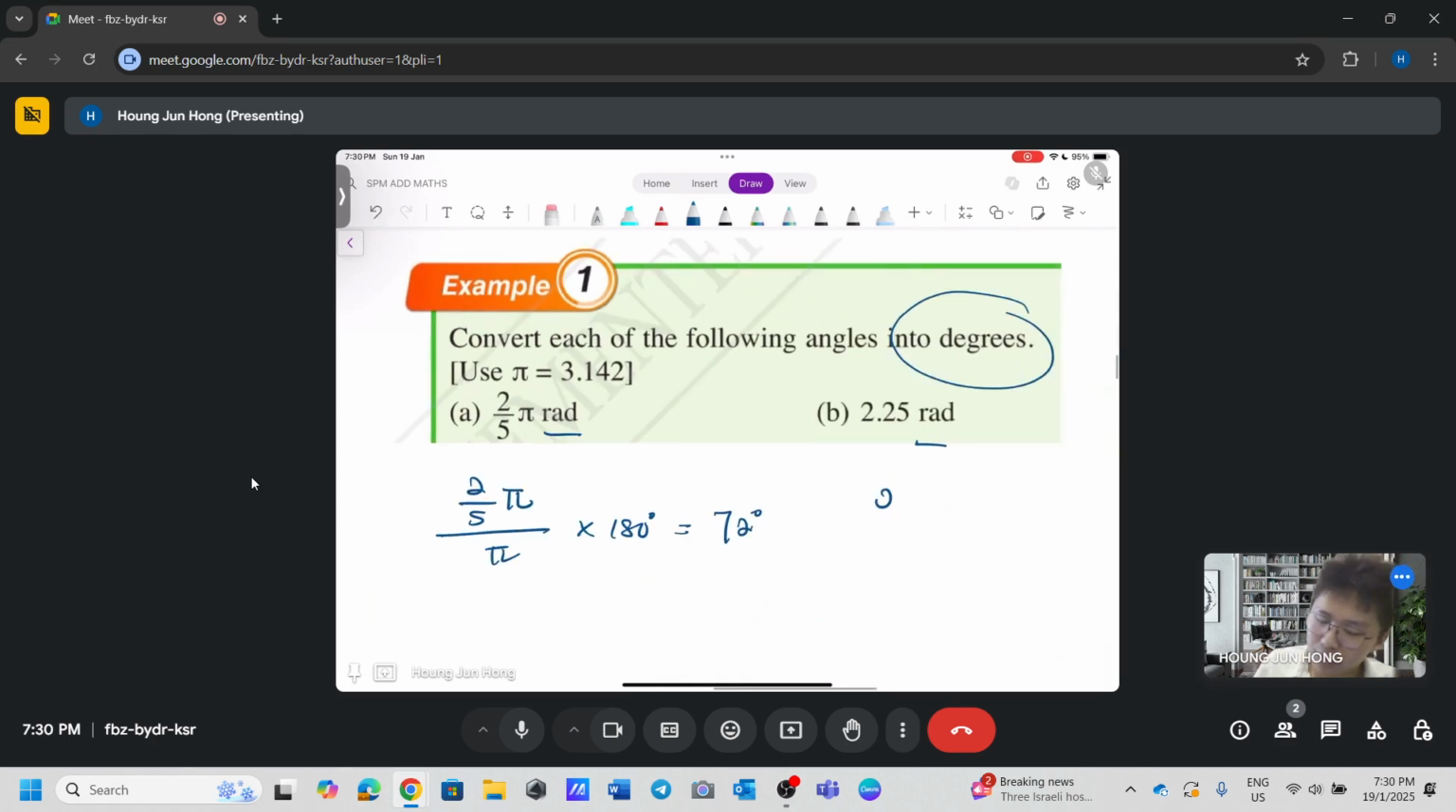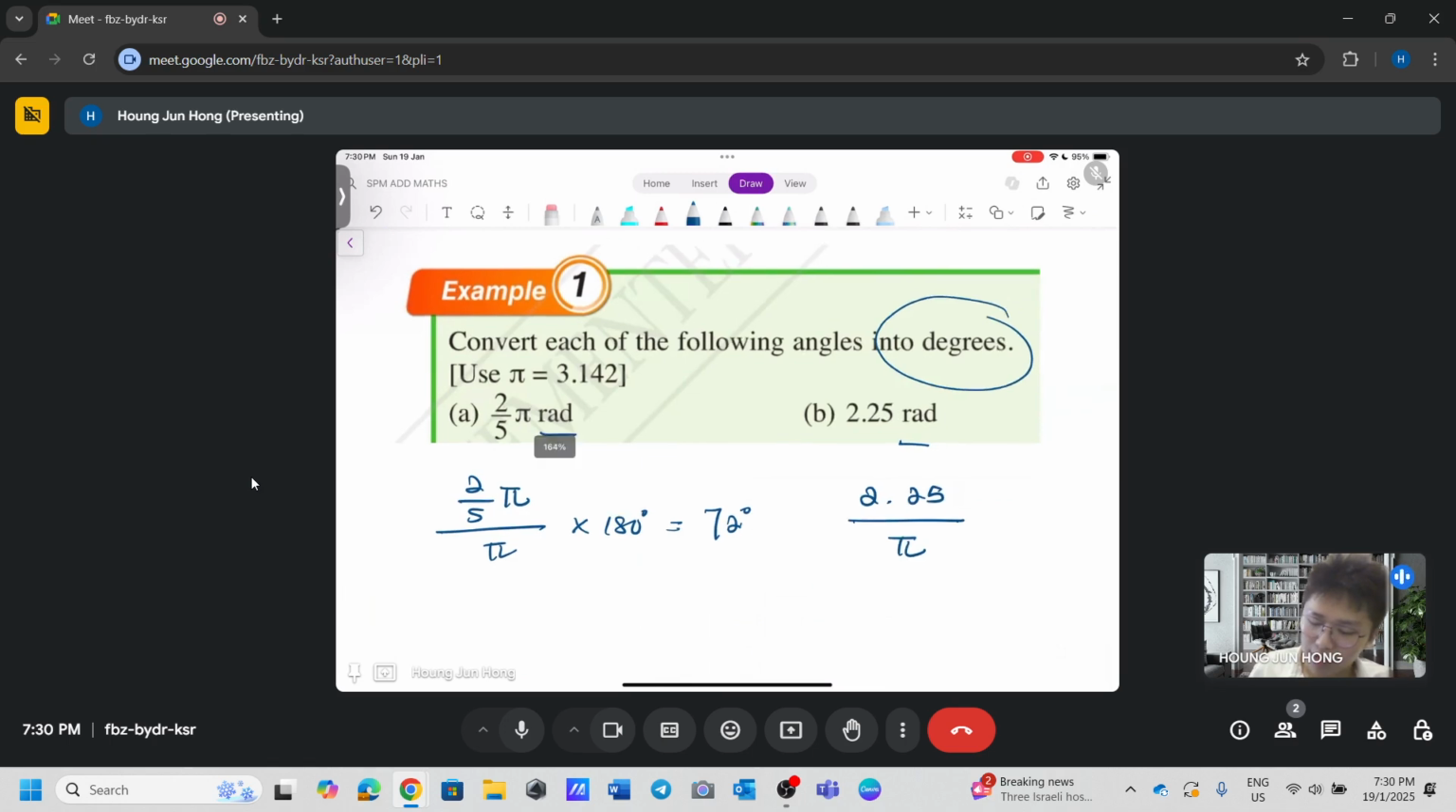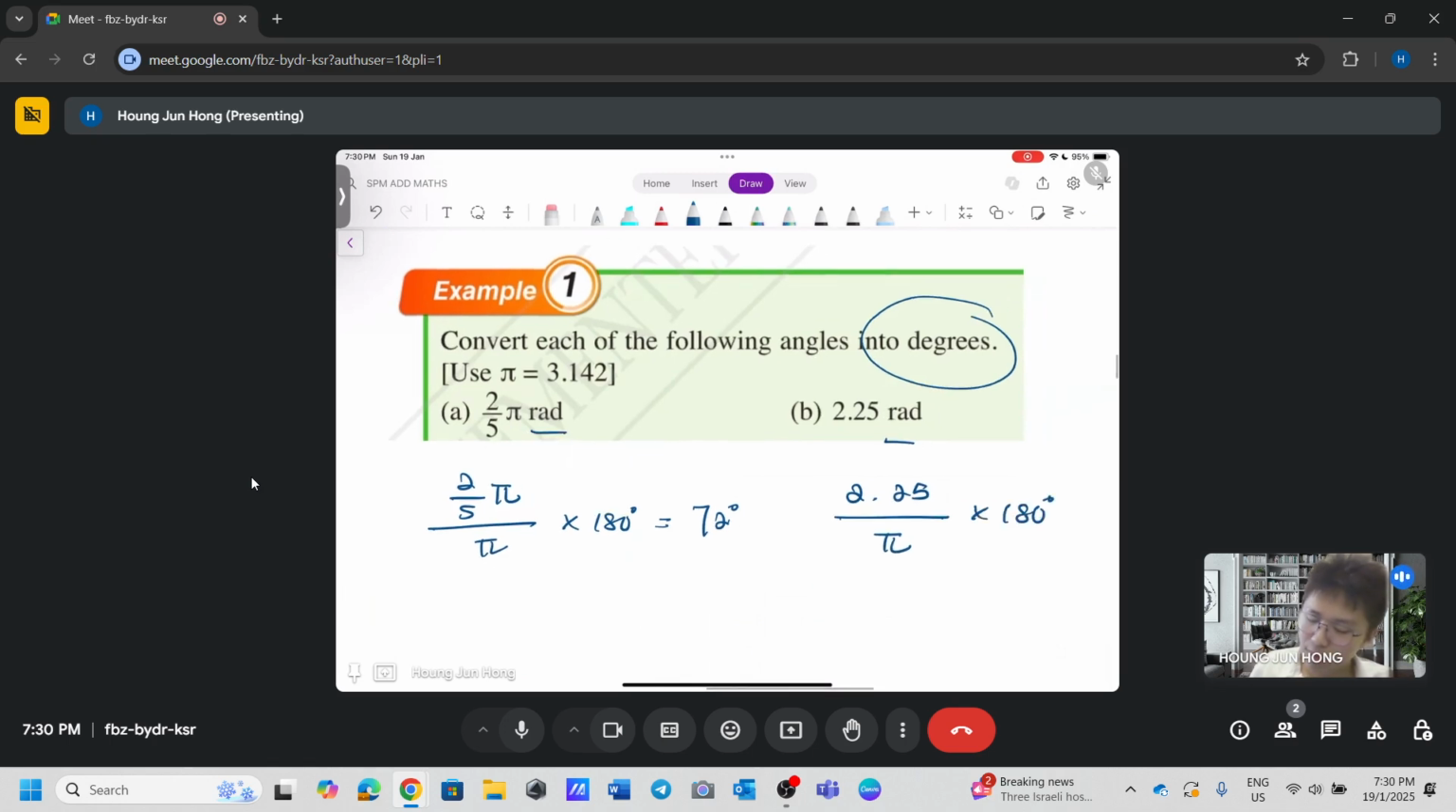This one is also very simple. 2.25 divide by pi, multiply by 180 degrees. Now this is a bit tricky because you have a pi over here. You can choose to use the calculator value, just put pi into it. But I think it will be even better for you to use the question's given value, because sometimes it can cause deviation. It might cause a different answer, maybe by 1 decimal place.